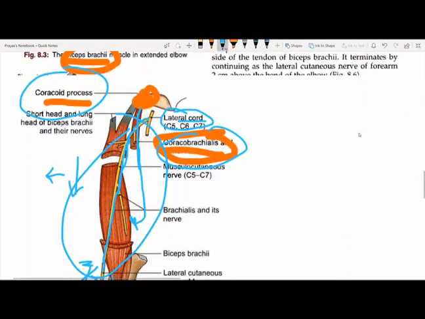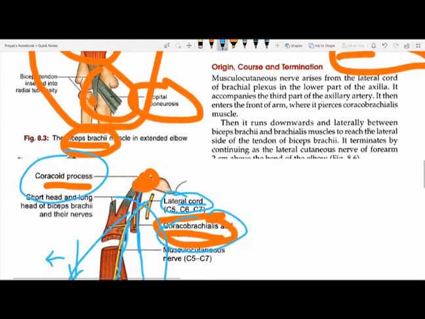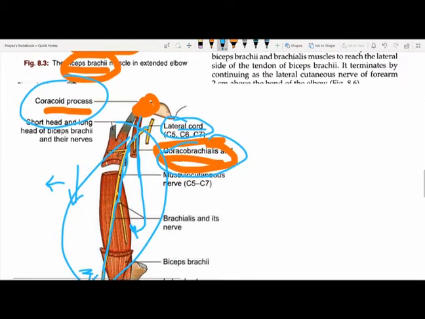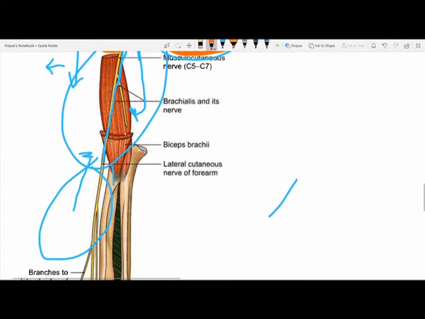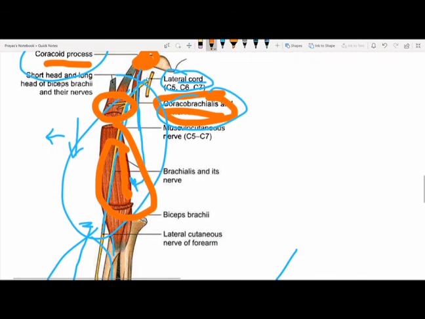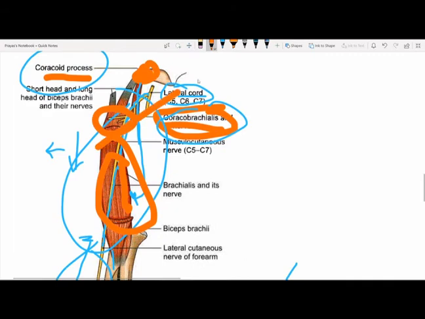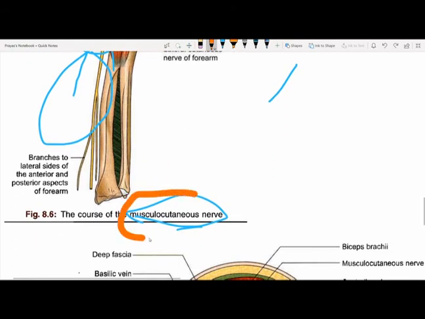The musculocutaneous nerve supplies the biceps brachii. As you can see, it is giving branches to biceps brachii here. It is giving branches to the brachialis muscle here. This is the branch to the brachialis muscle. So while moving diagonally towards the forearm, it supplies all the muscles of the front of your arm. This is a very important nerve of your arm.